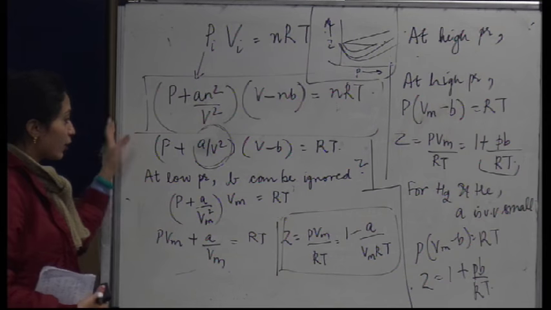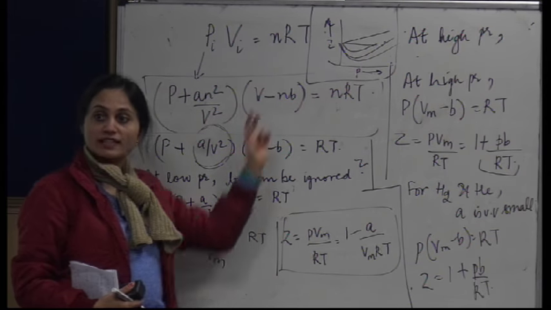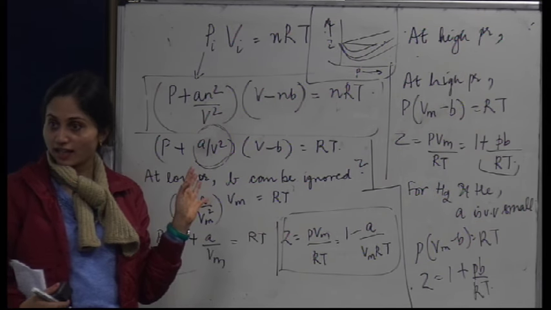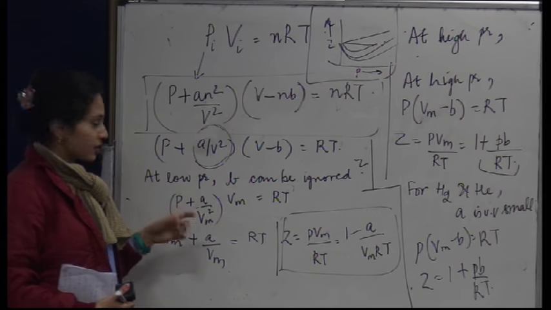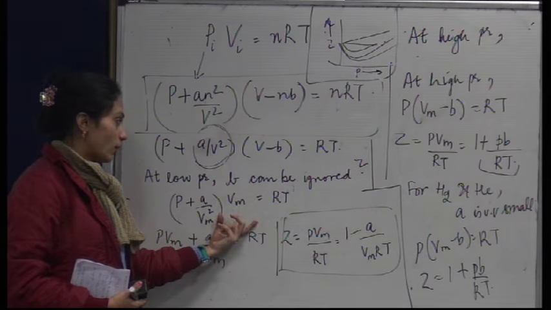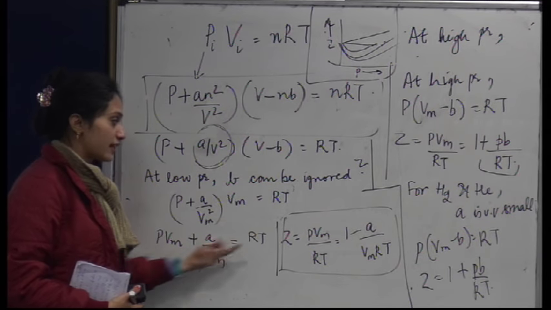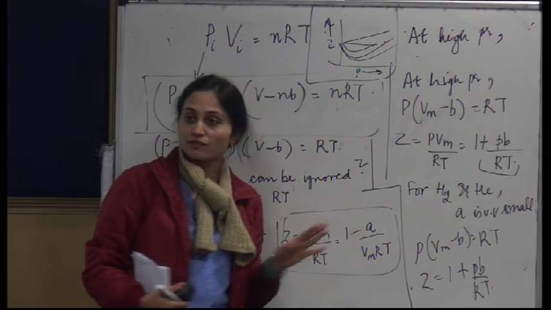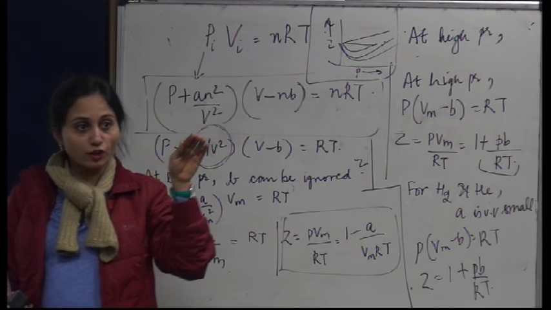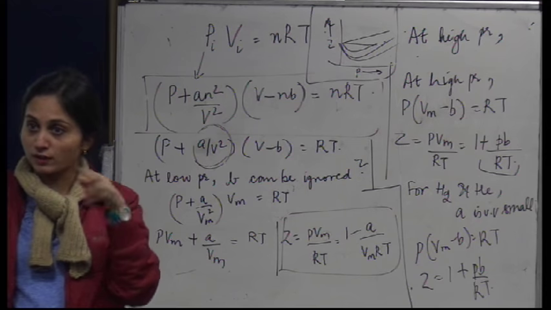we are ignoring our B. At high pressures, we are ignoring our A factor. Okay? So now, when we talk about low pressure regions, we see that the relationship of compressibility factor turns out to be 1 minus A by Vm RT. So that is why for real gases, remember, it is because of this relationship.